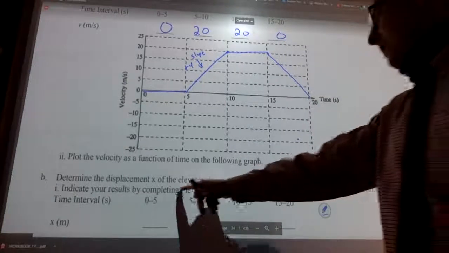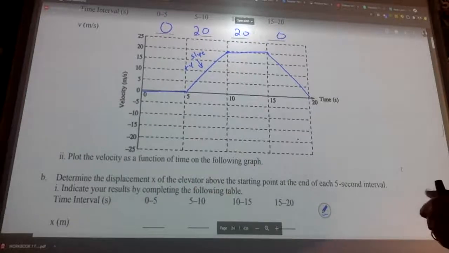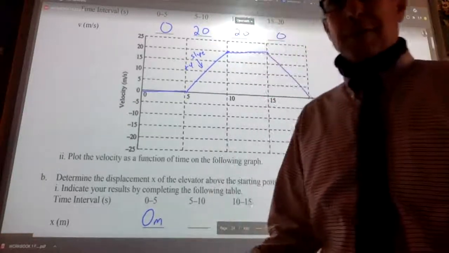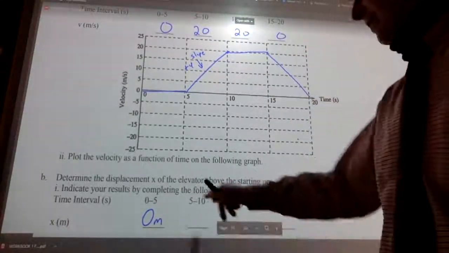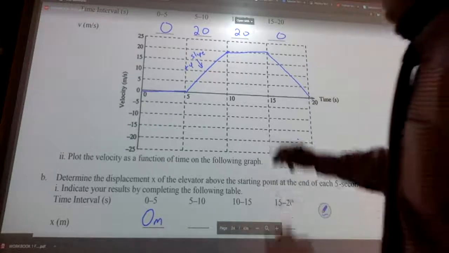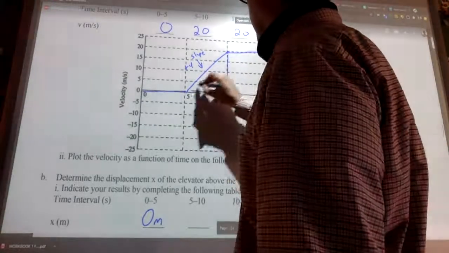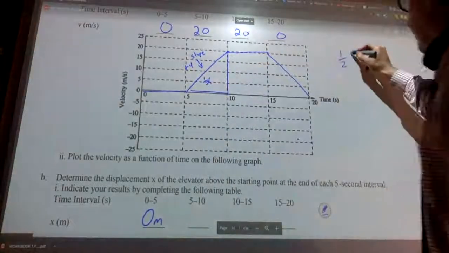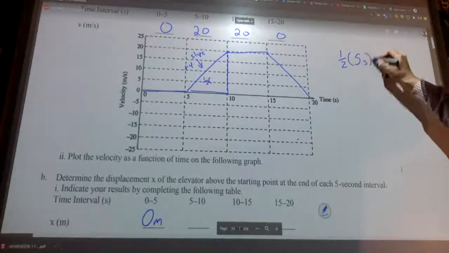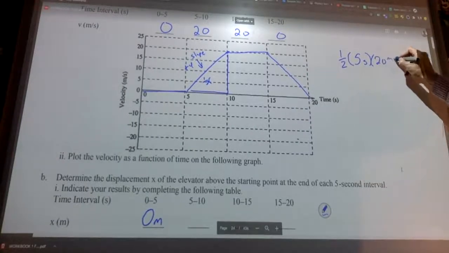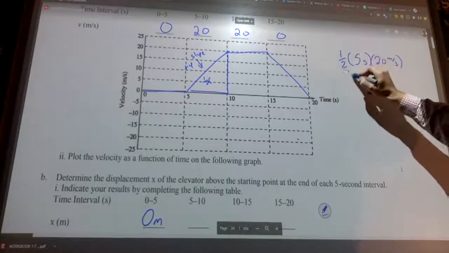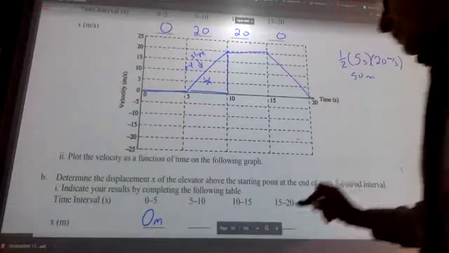Determine the displacement of the elevator above the starting point at the end of each 5-second interval. To start with, I wasn't moving, I didn't have acceleration, so I don't have displacement. From 5 to 10 seconds, I'm going to find the area. So I'm going to have 1/2 times 5 seconds times 20 meters per second. So 5 times 20 would be 100, divided by 2 would be 50.